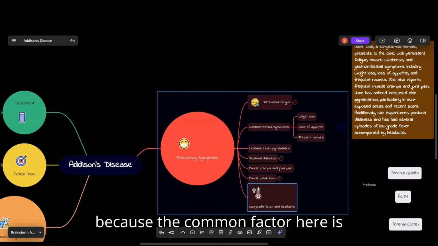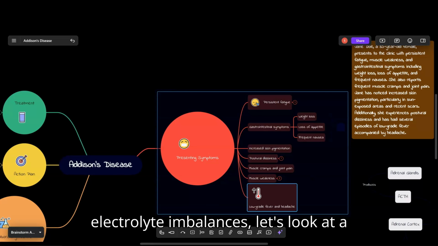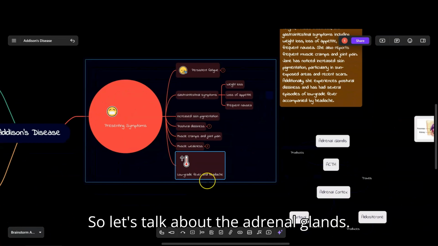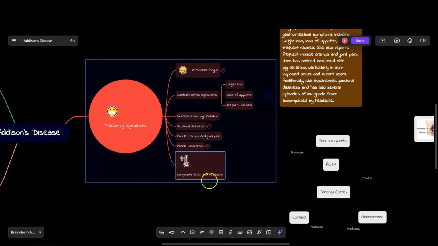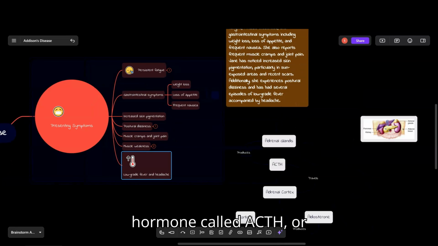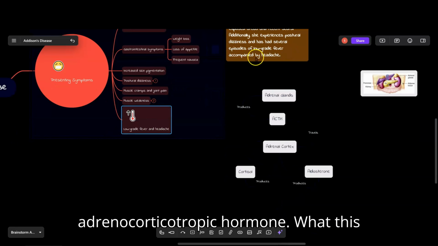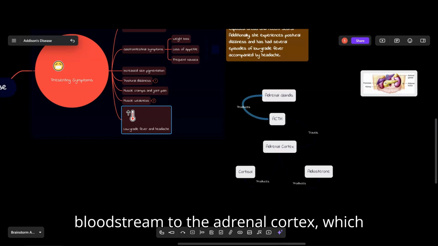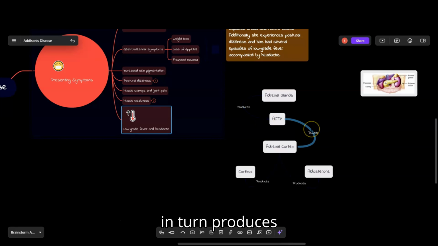So because the common factor here is electrolyte imbalances, let's look at a body system that deals with such a thing. So let's talk about the adrenal glands. Now, the pituitary gland produces a hormone called ACTH, or adrenocorticotropic hormone. What this does is it travels through the bloodstream to the adrenal cortex, which in turn produces aldosterone and cortisol.